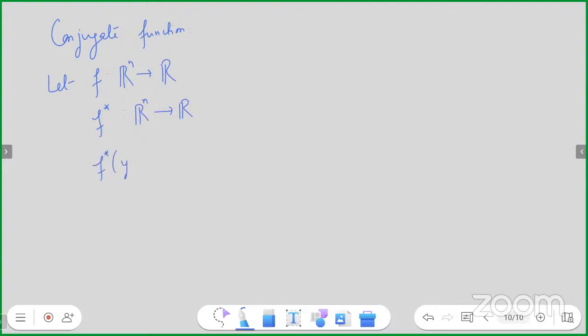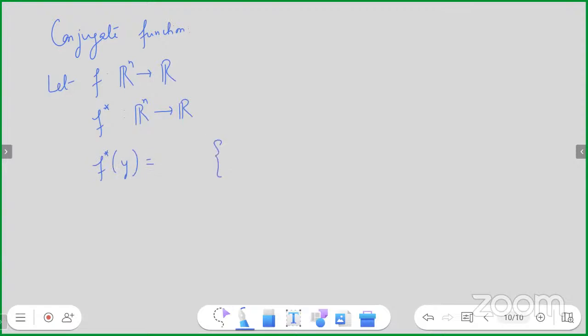It's called by different names. Let's call it the conjugate function, also called the convex conjugate, or the Fenchel conjugate. I'm not necessarily specializing it for f to be convex. For any function f from R^n to R, I'm going to define a function f star, going from R^n to R, which is given by f star of y.